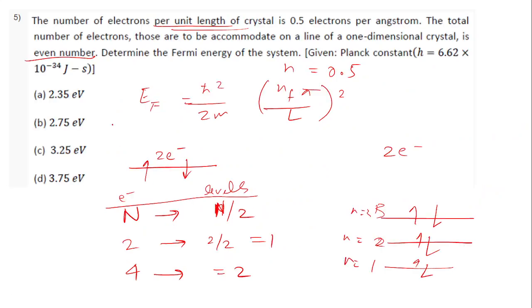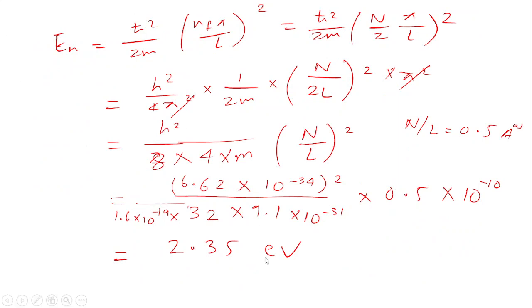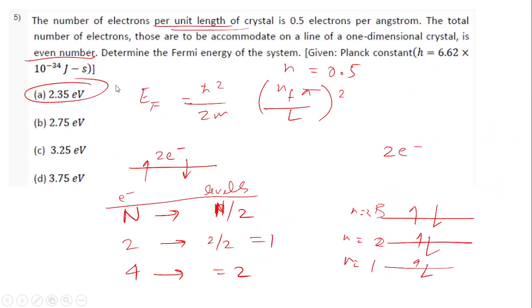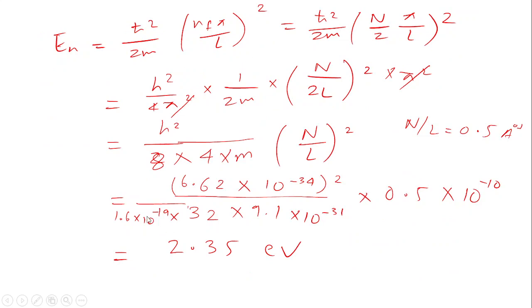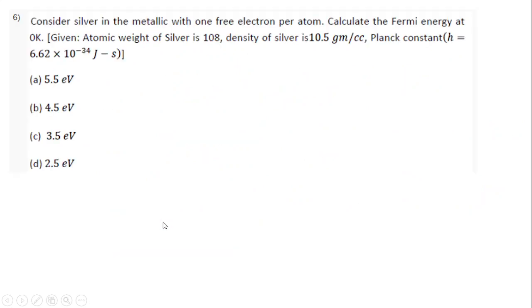To do these calculations we are a little short on time, that's why I am rushing through. This will be the correct answer. You need to keep in mind that after these calculations, you need to divide by this factor to convert. Otherwise the answer will be in joules, and we have answers in electron volt. So that's why we need to divide by 1.6 times 10 to the power minus 19. Okay, next question.